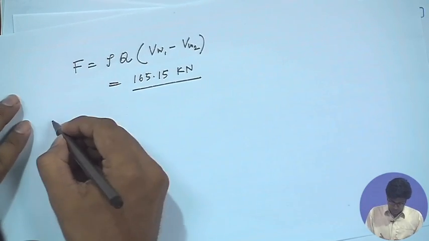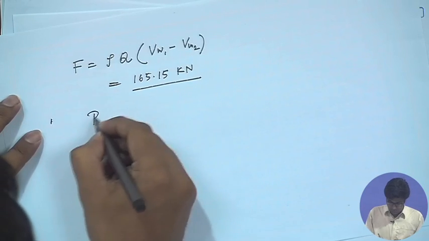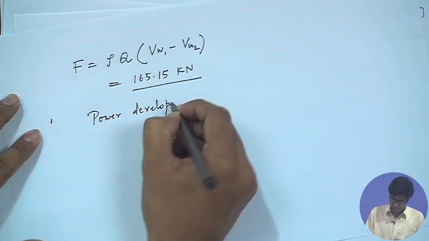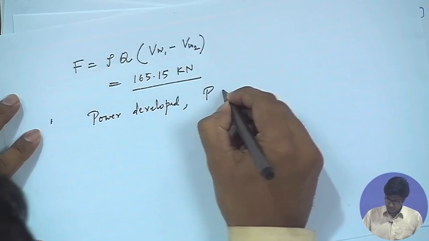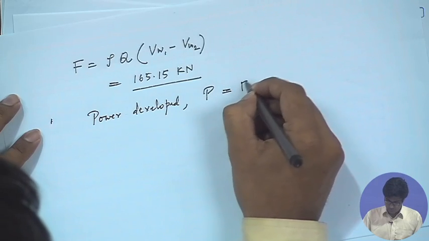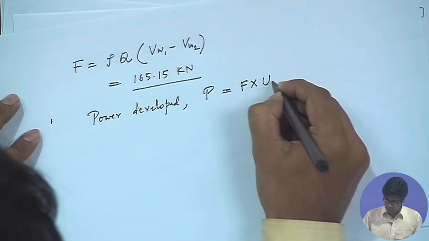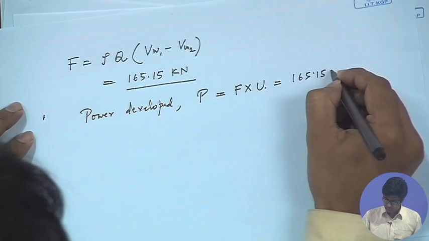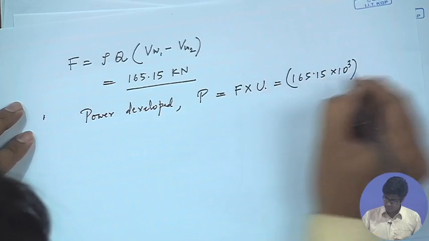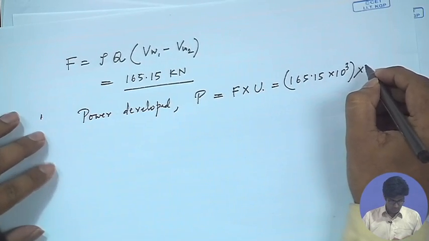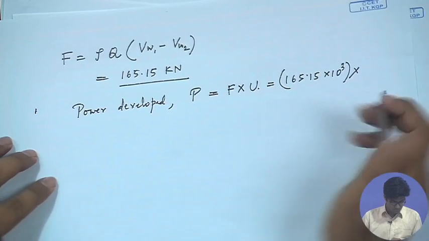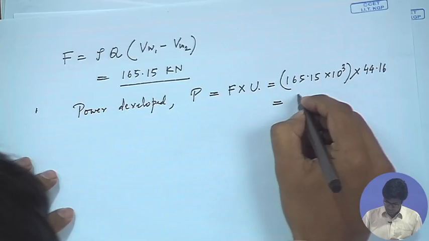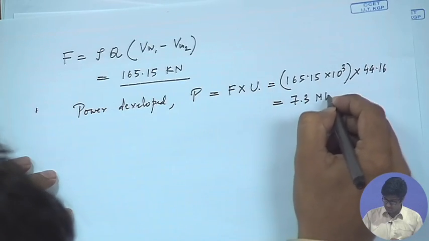So, moving on to the next part, where we have to find out the power developed. This is given by the above force multiplied by the peripheral velocity of the blade, which was found out earlier as 44.16 meter per second, and this comes out as 7.3 megawatt.